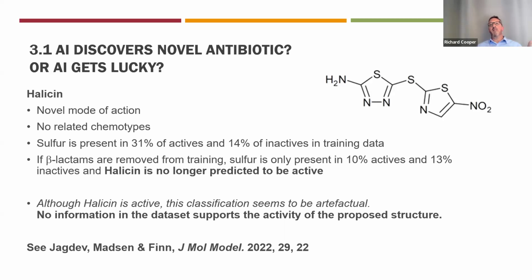So we can argue this is an artifactual result, and that this is just being classified as active because it's got sulfur in. And that ties in with our other observations that it's got a novel mode of action, because we don't teach the model anything about the mode of action. So why would a molecule it picked have a different mode of action from the existing stuff in the database? And why would a new chemotype be active in this case? So yeah, it looks like it's artifactual, and nothing in the dataset really supports the activity of this proposed structure. So it's a case of a study getting lucky.